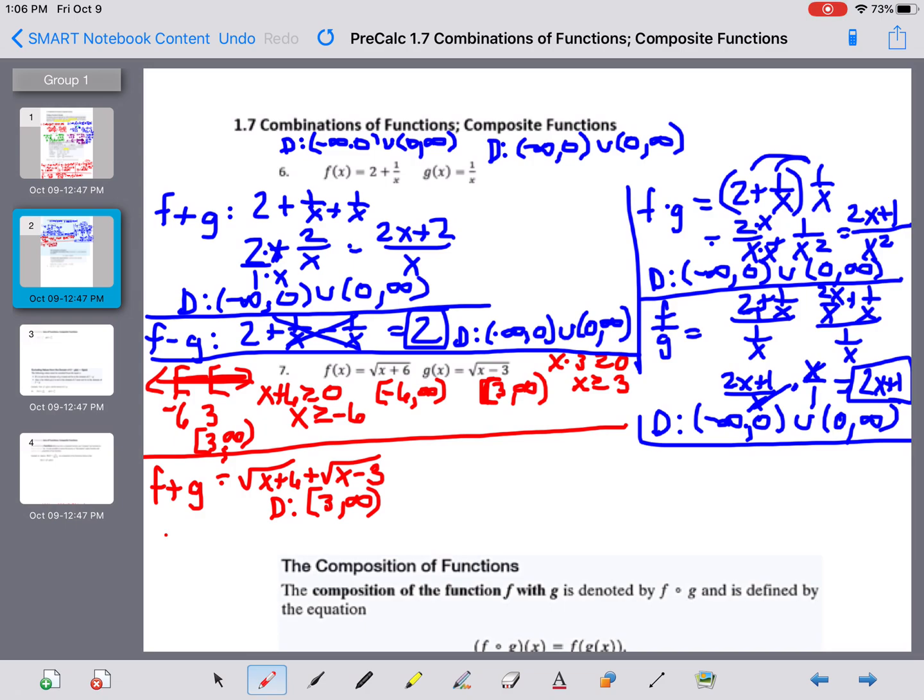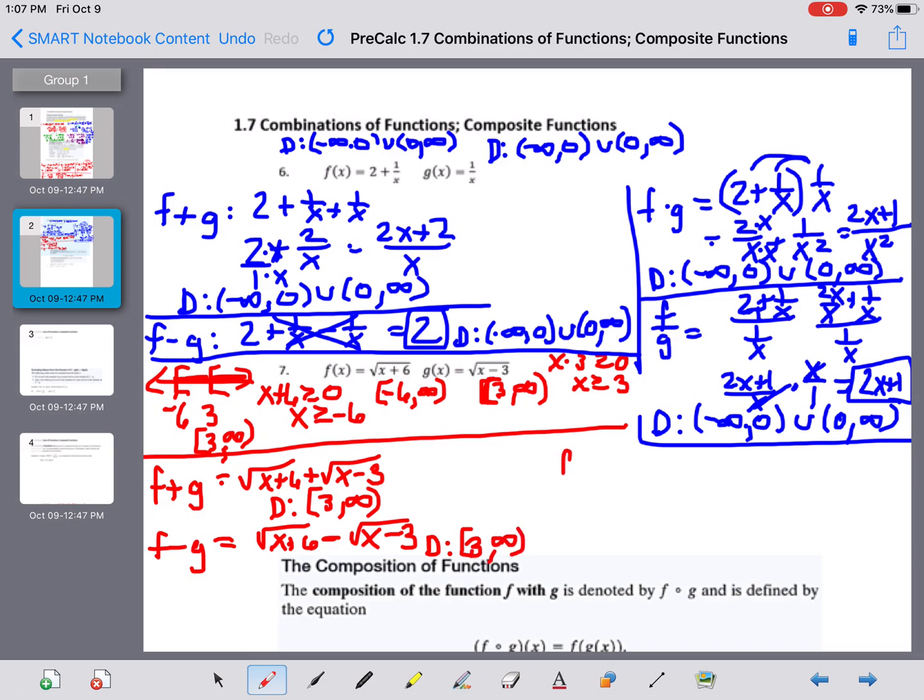Okay. So f minus g is going to be square root of x plus 6 minus the square root of x minus 3. Again, there's nothing I can do to join those, and my domain, again, is the most restrictive, which is 3 to infinity.